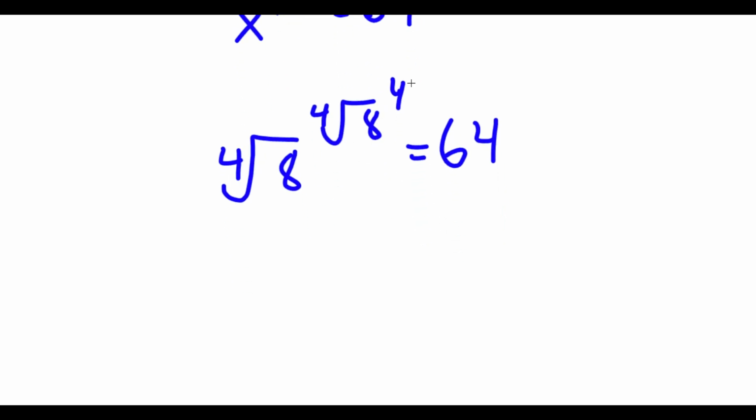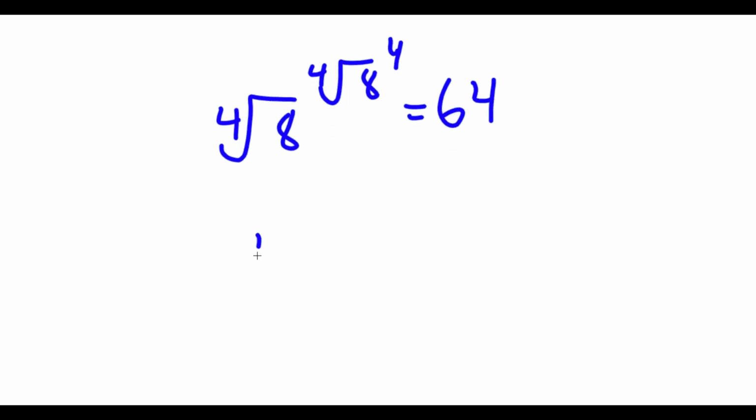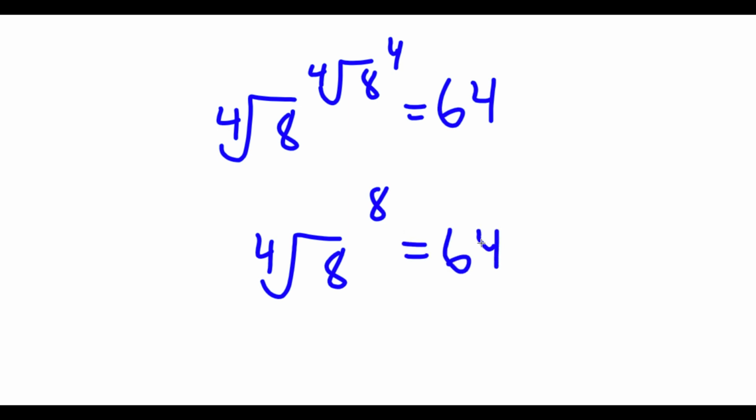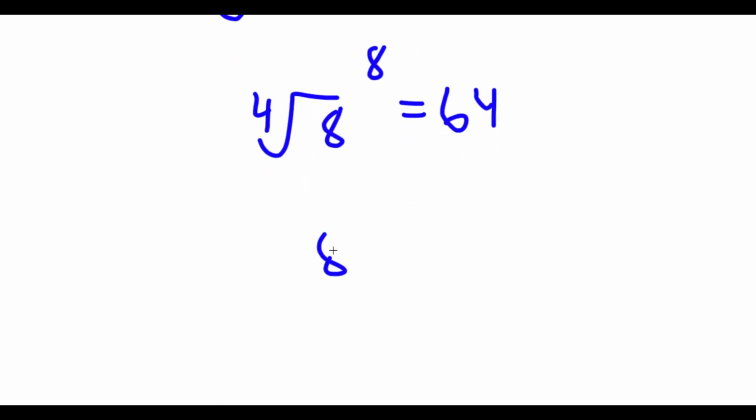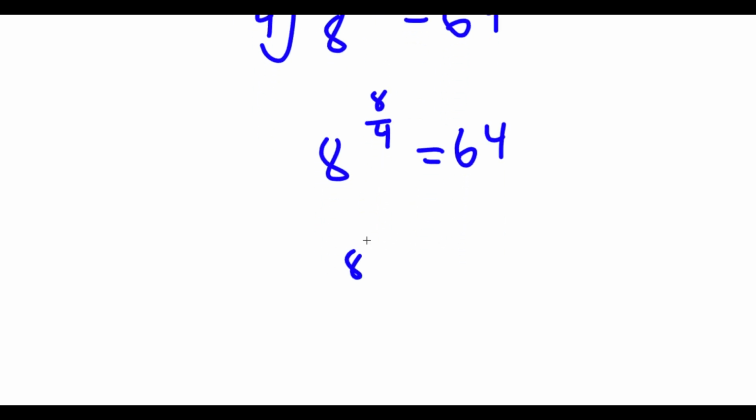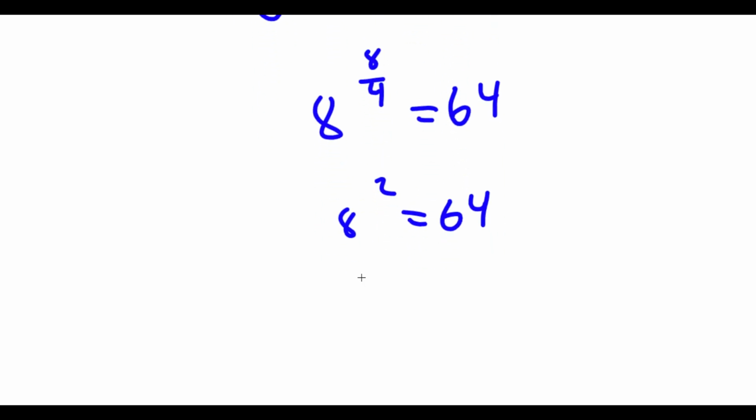Now the fourth root of 8 to the power of 4 is simply 8, so now I have the fourth root of 8 to the power of 8 is equal to 64. Now, this is the same thing as 8 to the power of 8 over 4 is equal to 64, meaning 8 to the power of 2 is equal to 64, and 64 equals 64. So this is right.